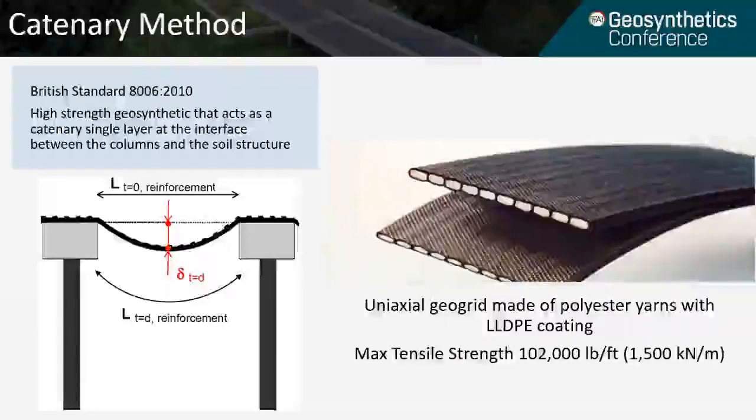While the catenary method, based on the British Standard 8006-2010, considers only one layer of high-strength geosynthetic that act as a catenary single layer at the interface between the columns and the embankment. In this case, the geosynthetic reinforcement used is a uniaxial geogrid made of polyester yarns with a low linear density polyethylene coating. The maximum tensile strength that this uniaxial geogrid can reach is 100,000 pounds per foot.